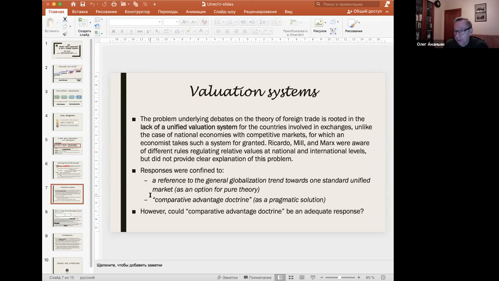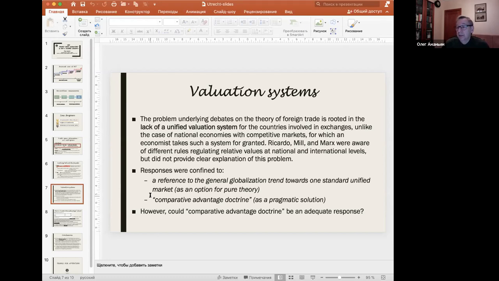Responses to this problem, which was partly understood by the authors, was a reference to the general globalization trend towards one standard unified market. Sometime later, there would be one market and the general theory will work. Okay, it was not, of course, the case in mercantile times because of monopolies in foreign trade, because of different countries and quite different systems of valuation and so on. And so it is a kind of theoretical argument which was not relevant as a description of reality.